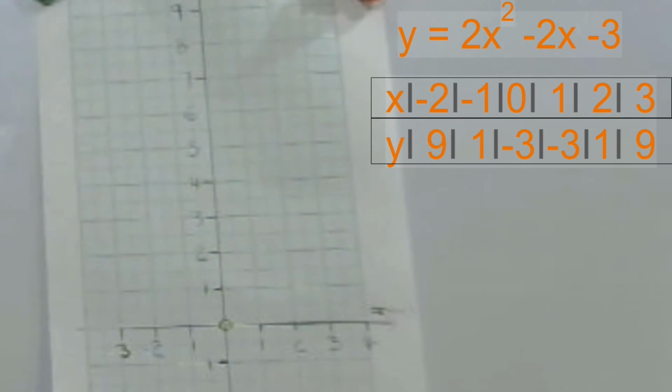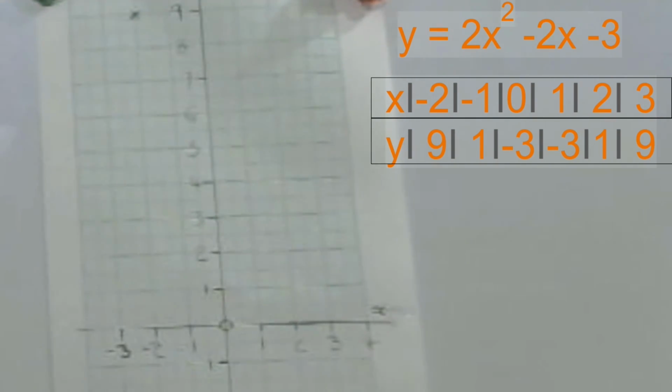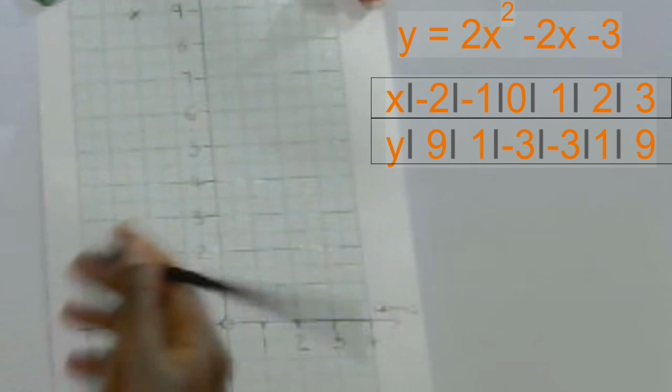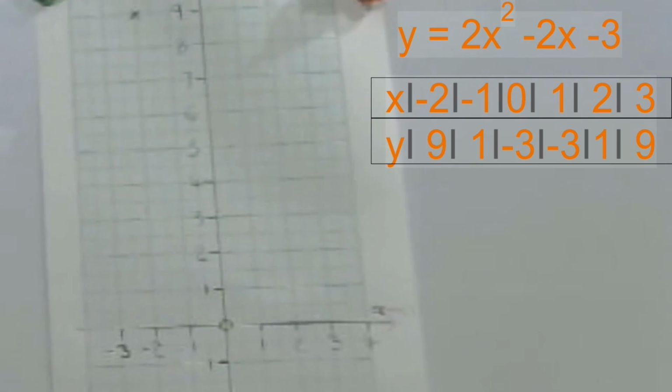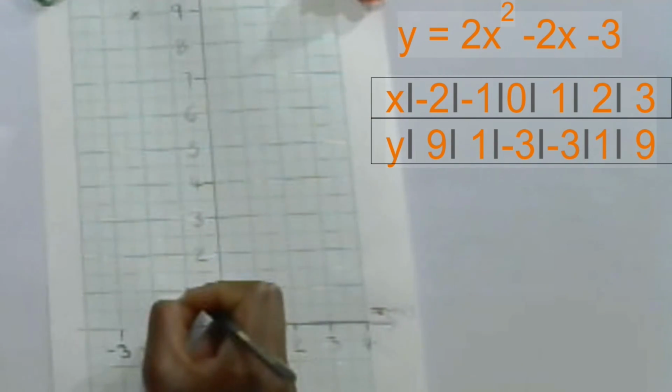Our first coordinate, it's -2, 9. So there is our -2 and our 9 is up there. They meet. We put our mark there. I'm putting an X or a cross. You can put a dot, it doesn't matter actually. And our second coordinate is -1, 1. So -1, 1 is right there.